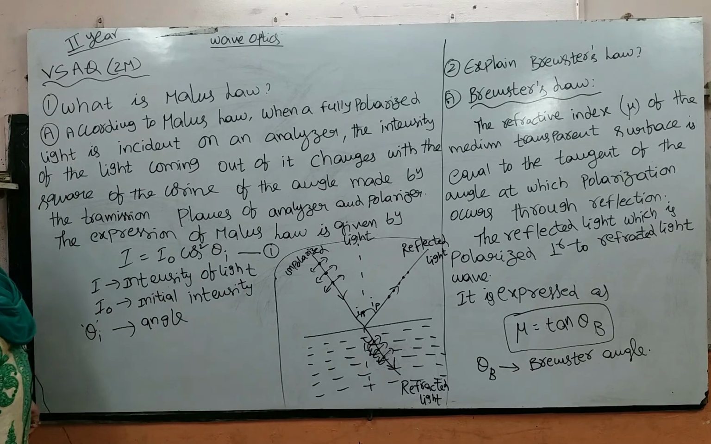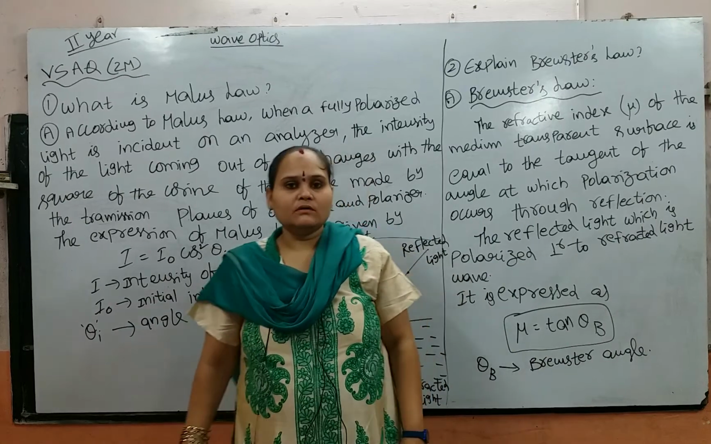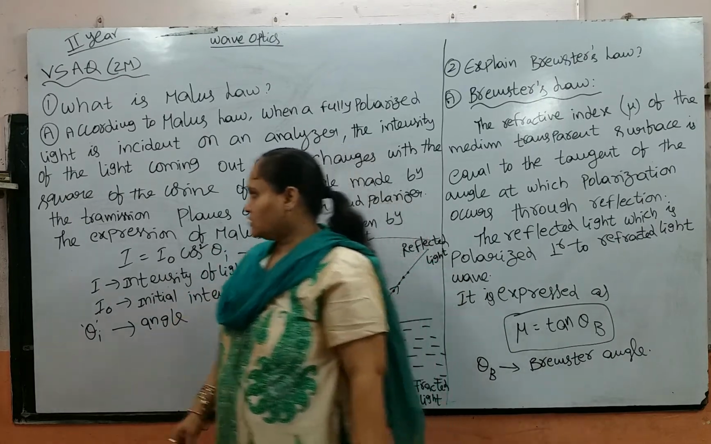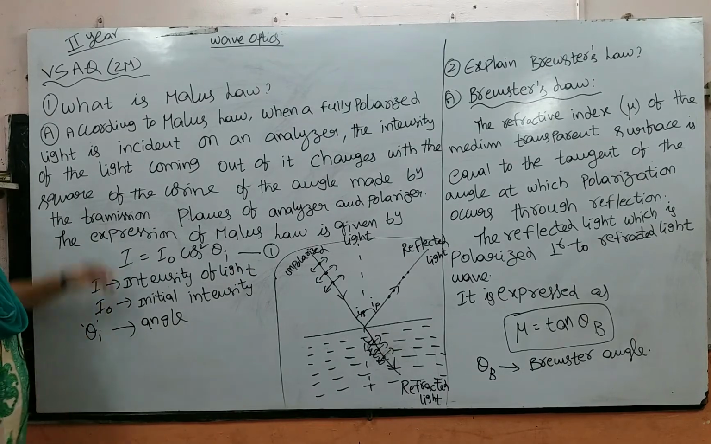Now we are discussing the next question. What is Malus law and Brewster's law? These two questions are given for 2 marks only. In this wave optics we will get 4 marks questions and 2 marks questions only. These two questions are coming for 2 marks. So the first one is, what is Malus law?